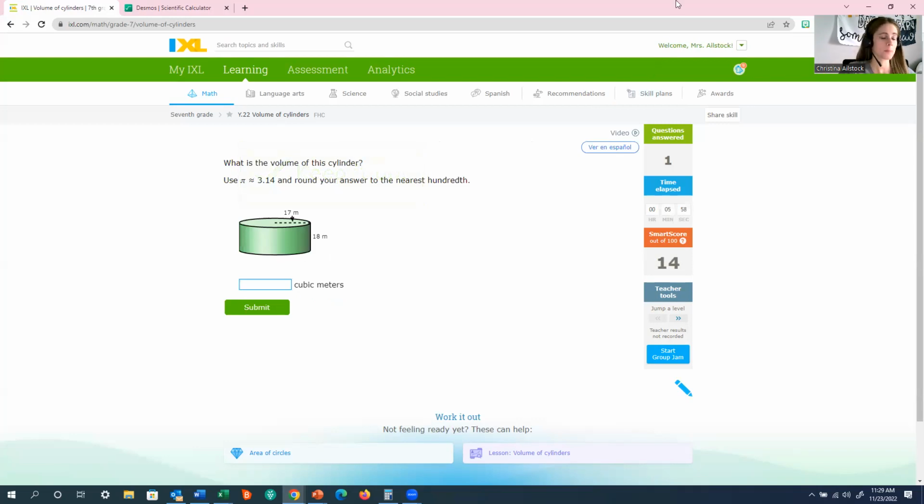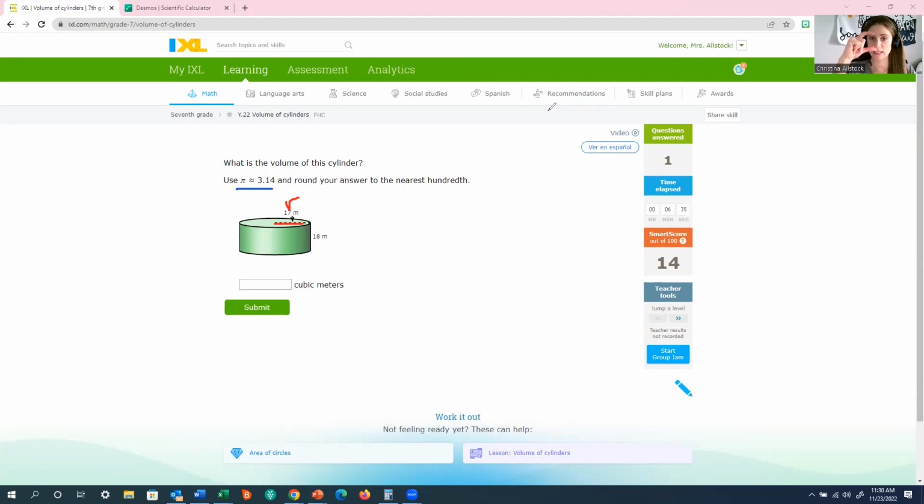Let's try another one. We want to know the volume of this cylinder here. Once again, we are being told to use the approximation 3.14 for pi and round to the nearest hundredth if that's necessary at the end. When we look at our image here, we need to identify the information we're given. Remember, the radius is always part of your circle. So that's the top half there. It's going from the center to the edge. So 17 meters is our radius.